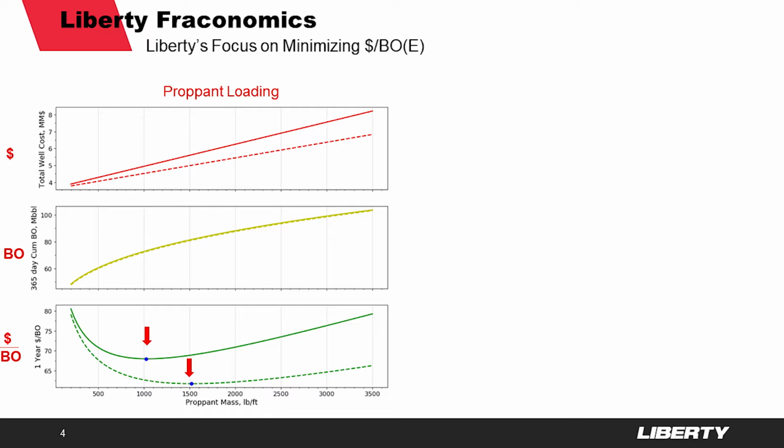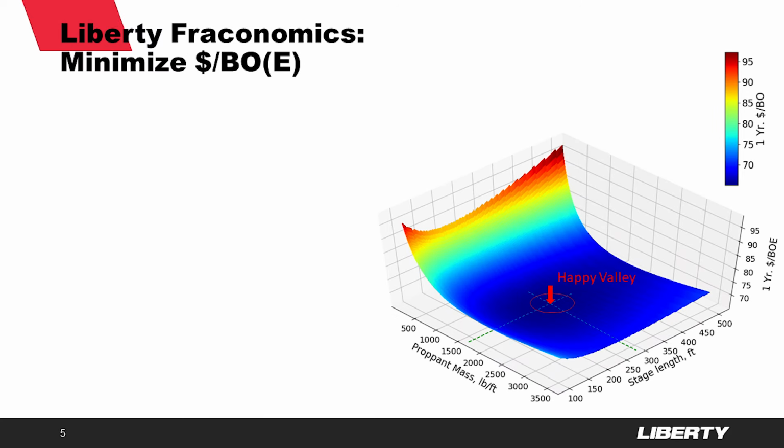Now we can actually take this particular sensitivity, proppant mass, and then add a sensitivity, for example, to stage length. And you get the cross plot over here that I'm showing you on the right. Now we want to be on the minimum side of both of these particular parameters. And that's in the center of the bowl that I'm showing you there, at an overall proppant mass of about 1,500 pounds per lateral foot and at a stage length of about 290 feet. So that's kind of the optimized area where you want to be for your frac design.